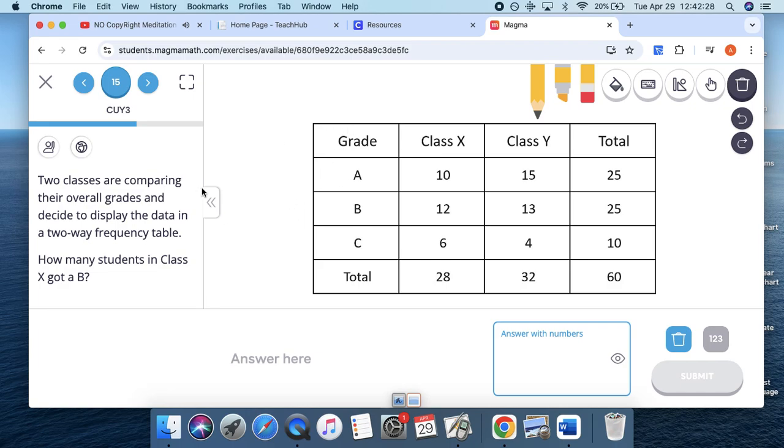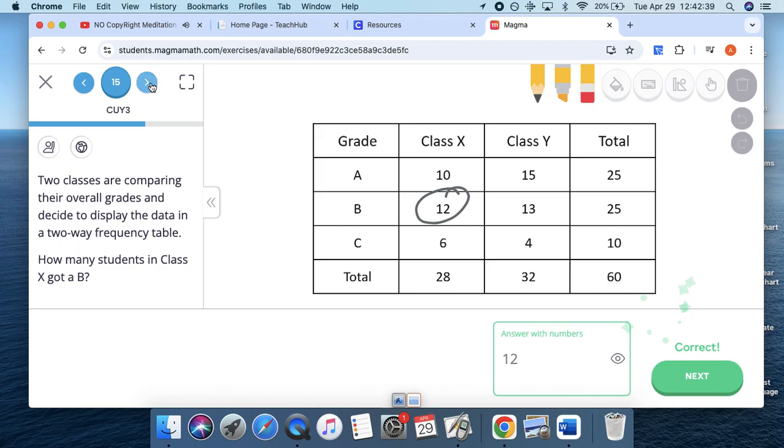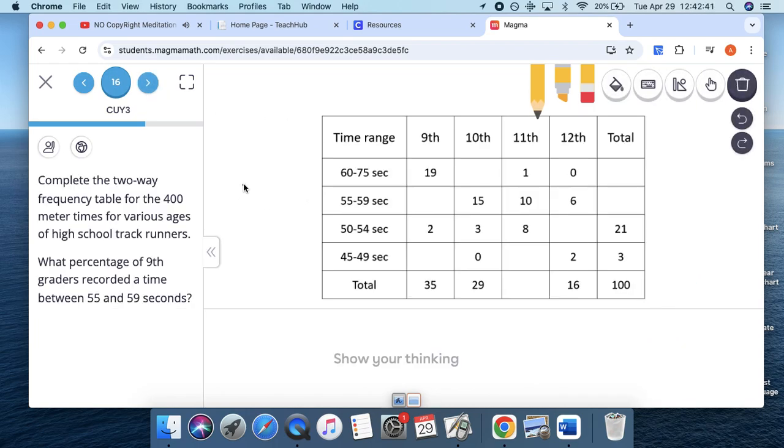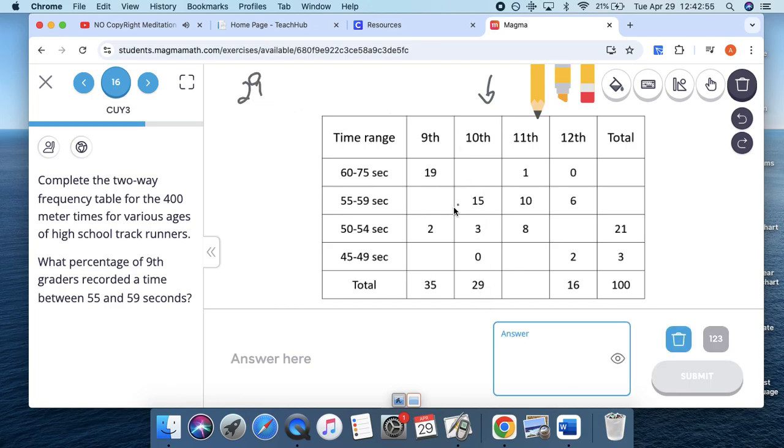15. Two-way tables. How many students in Class X got a B? In Class X, 12 people got a B. It's just a matter of reading. Complete the two-way table. Is there any row or column with only one data missing? If you look here, everything is filled in except this one. So we can actually find it. It'd be 29 minus 15 and minus 3 and minus 0. 29 minus 18, which makes this guy 11.